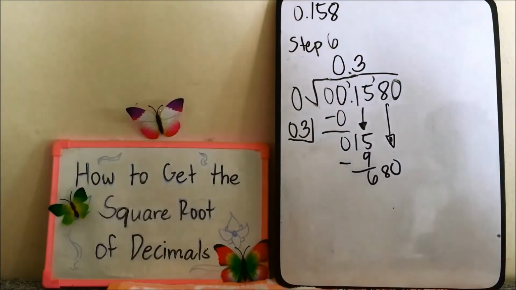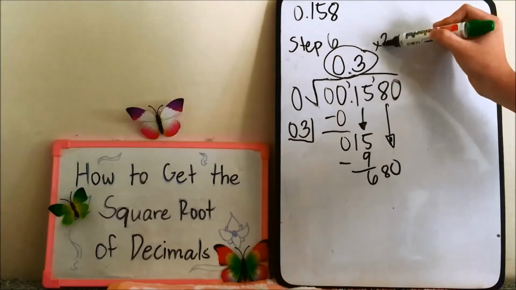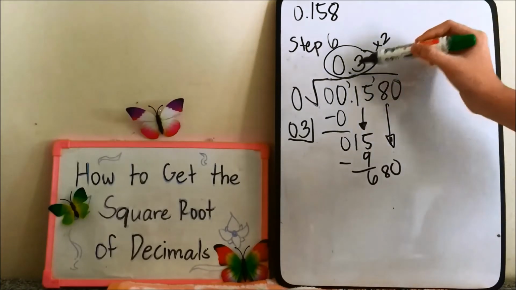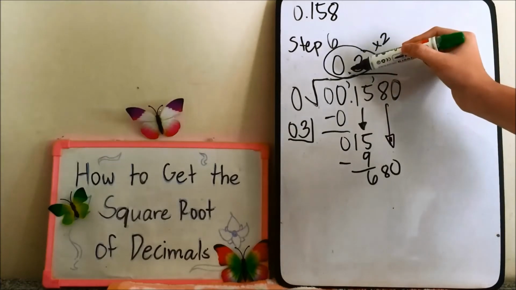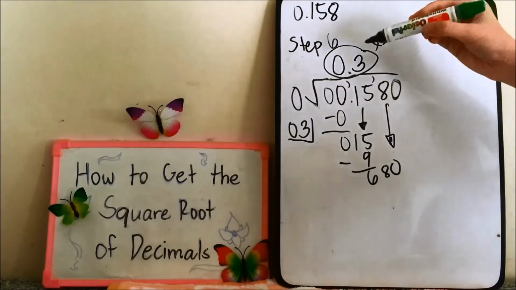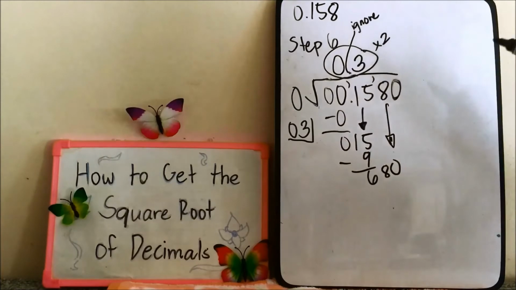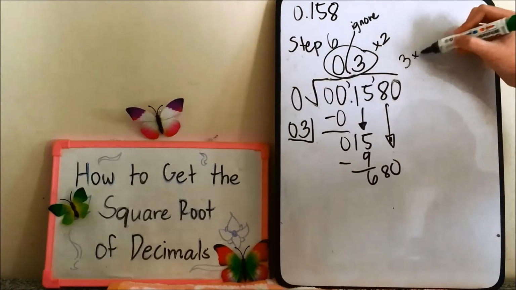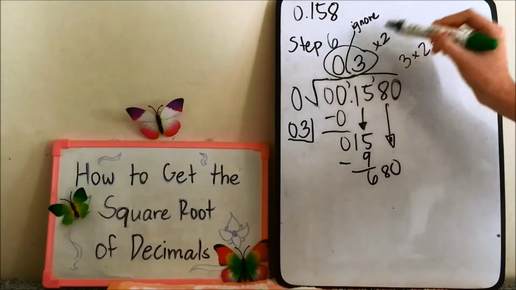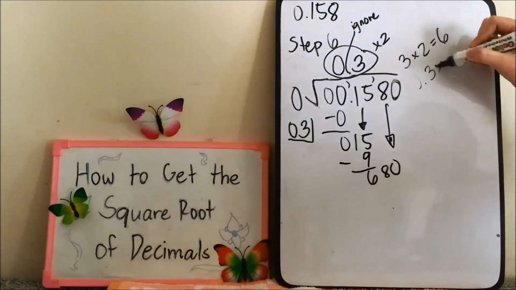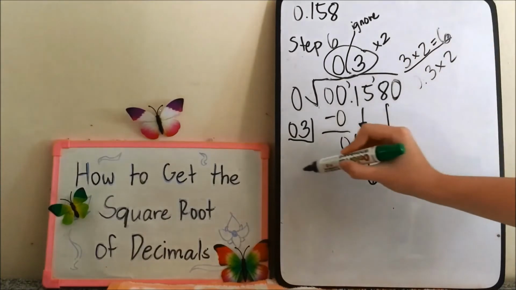Just like what we did in step number 4, we multiply the number at the top by 2. So the number at the top is 0.3. Well, this will be a little different because now we have a decimal point. What will we do with the decimal? Well, we just simply ignore the decimal point. So it becomes 3. 3 times 2 is equal to 6. Remember to ignore this decimal point when multiplying by 2. So it should not be 0.3 times 2. It should be 3 times 2. So we'll put their product over here.